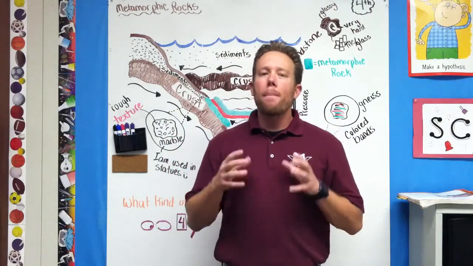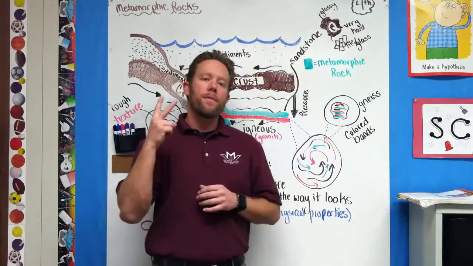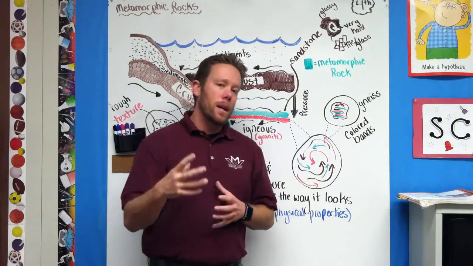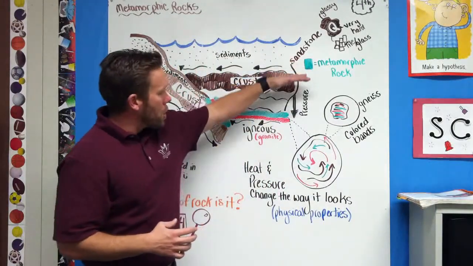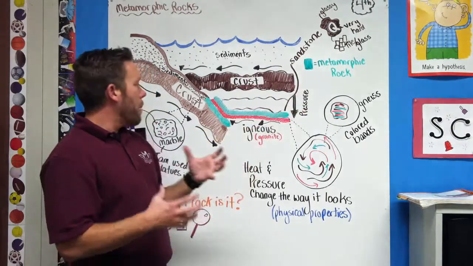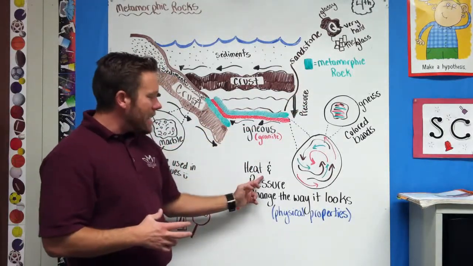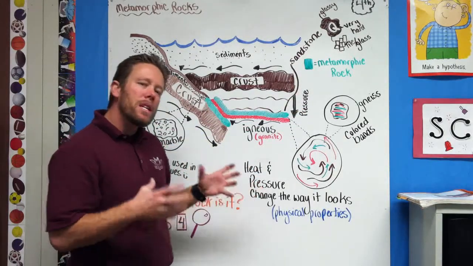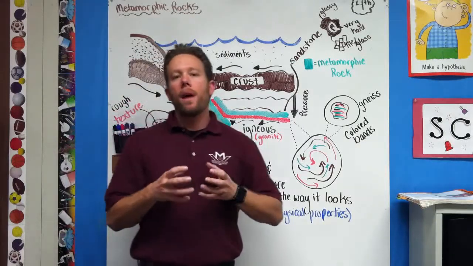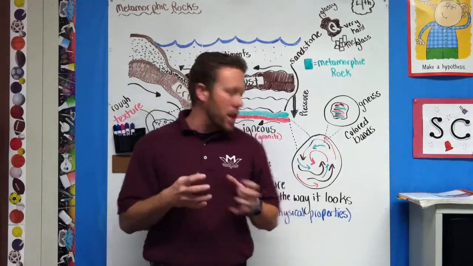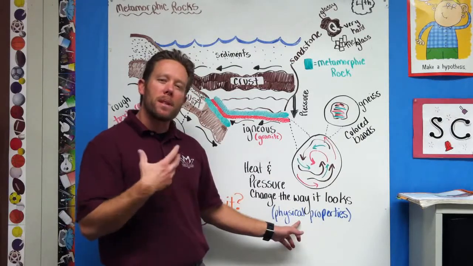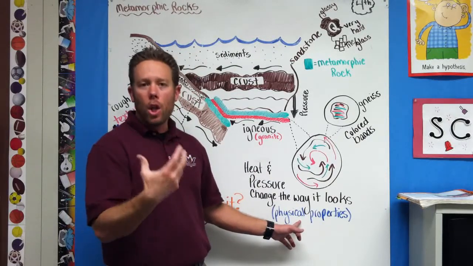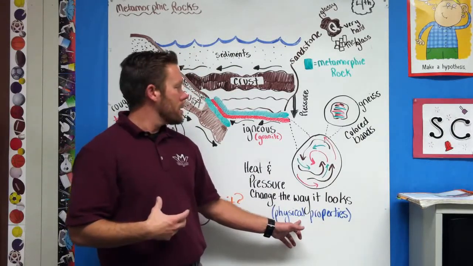Now, metamorphic rocks are formed in two basic ways: by pressure and by heat. Heat and pressure actually change the way that a rock looks. It changes its physical properties, the way that it, once again, looks and how it is made up.